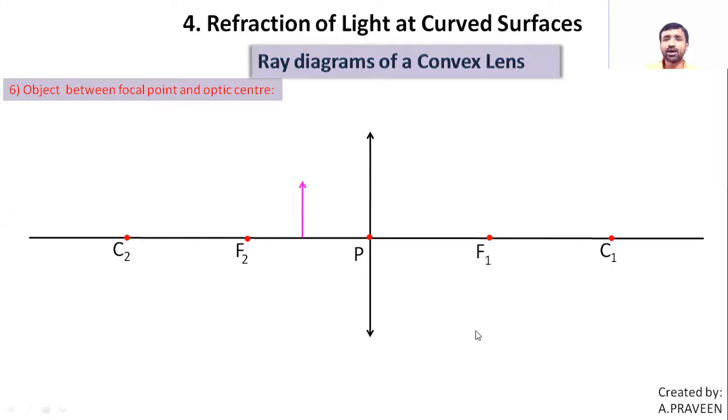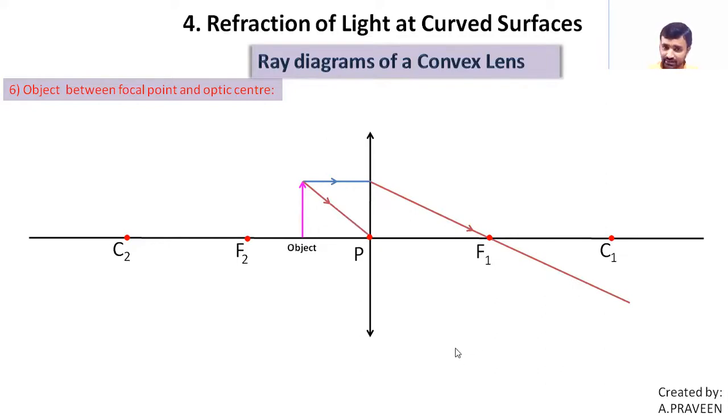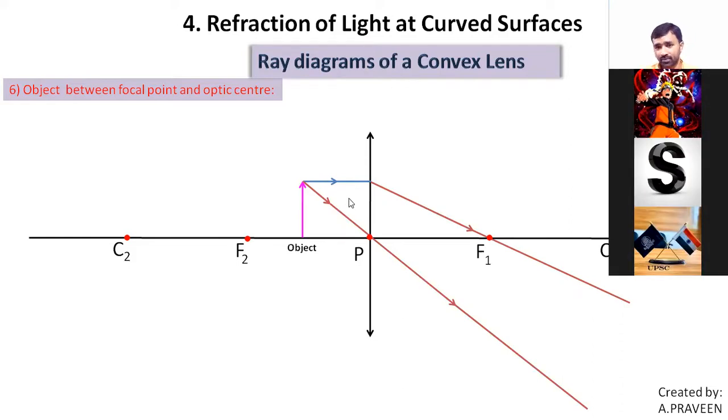What are they? One is parallel to the principal axis and the other is passing through the optic center from the top of the object. One is parallel to the principal axis. We know after refraction it passes through the focus. Secondly, it passes through the pole and remains undeviated. So how do they appear to you? Do they appear as converging rays or diverging rays after refraction? Answer me.